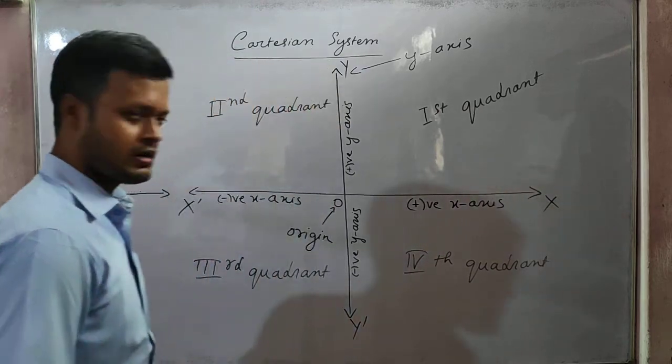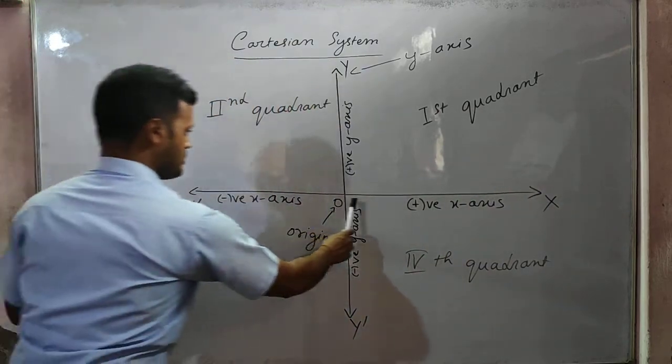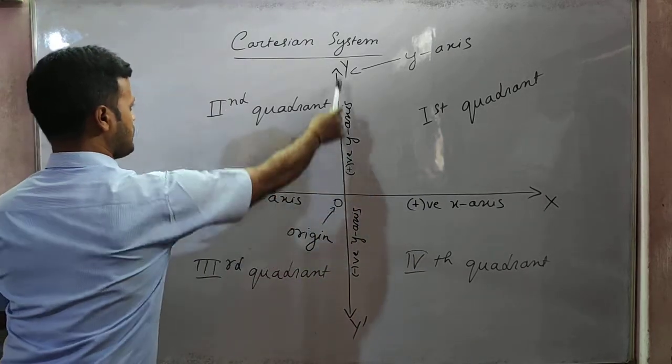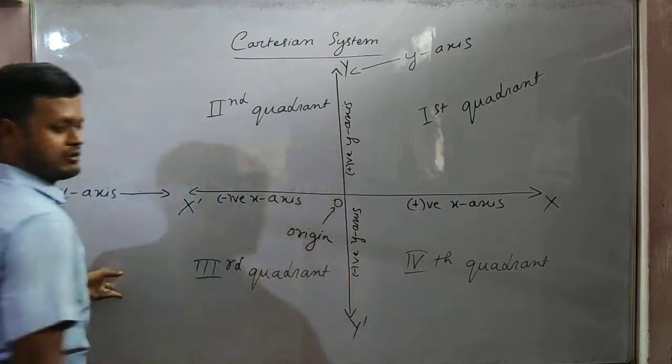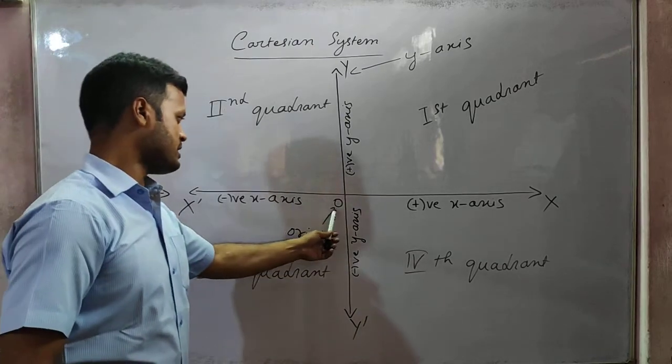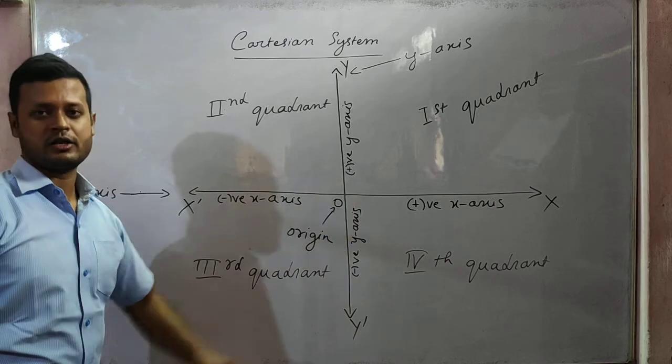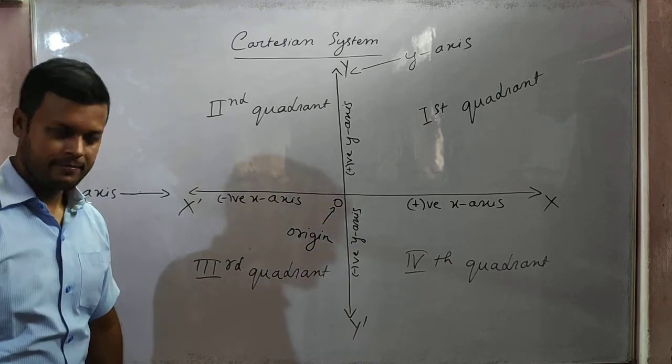Understood? Okay? And once again, this will be called the positive x-axis. This is called the negative x-axis. This is called the positive y-axis, and this is called the negative y-axis. And this point, where the two axes are meeting, is called the origin. Okay?